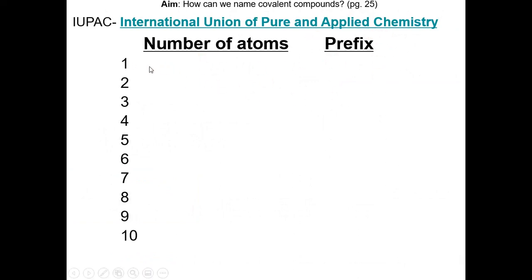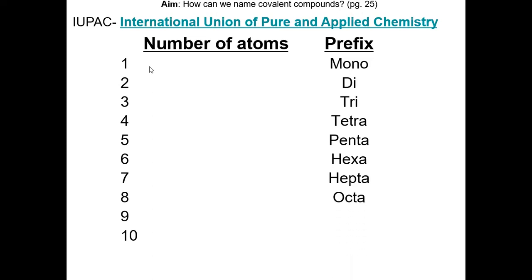If you have 1 atom, that is mono. If you have 2 atoms, it is di. If you have 3, it's tri. 4 is tetra. 5 is penta. 6 is hexa. 7 is hepta. 8 is octa. 9 is nona. 10 is deca. These are the same prefixes for shapes and geometry.